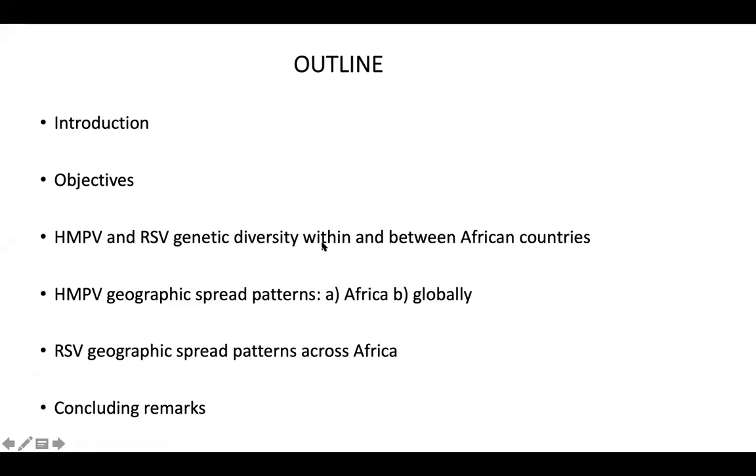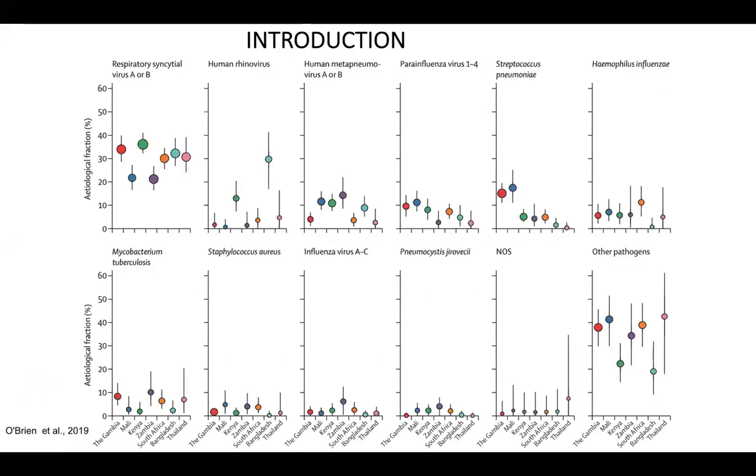I'll talk you through the background of my study and objectives, my analysis plan, some results, and wrap up with some concluding remarks. Here I'm showing results from a previous study called the PERCH study, and I'm using samples collected during the study. The study enrolled participants across 7 countries shown on the x-axis, 5 of them in Africa. In my analysis, I'll be looking at only the 5 African countries.